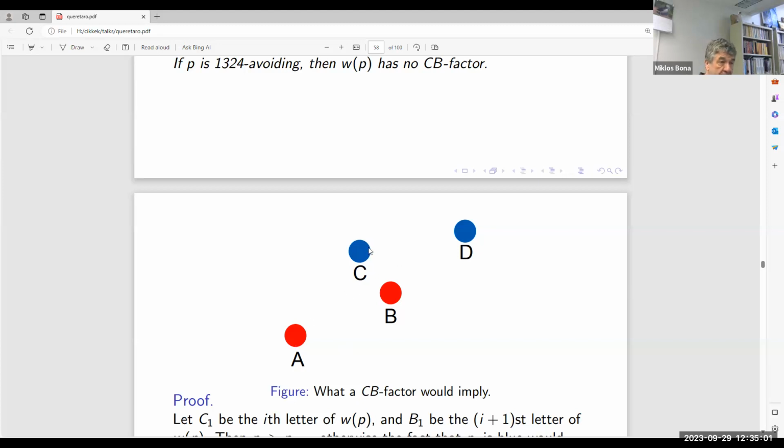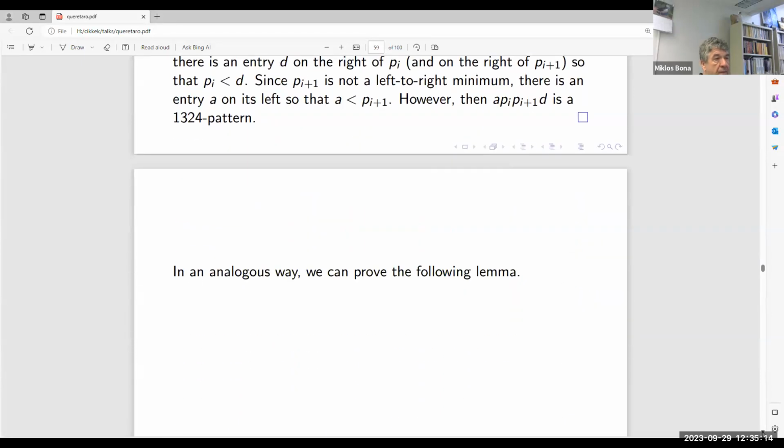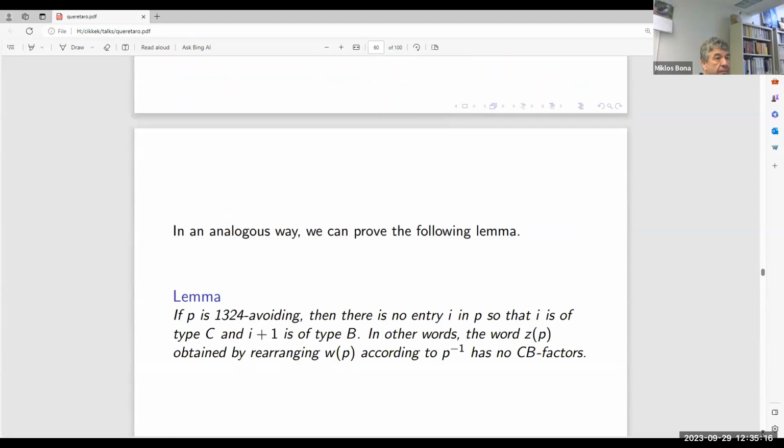And similarly, C is not a right to left maximum. So there is a right to left maximum somewhere on its right. So there you have your 1, 3, 2, 4. Similarly, the other word also avoids 1, 3, 2, 4. Well, it also cannot have a CB factor.